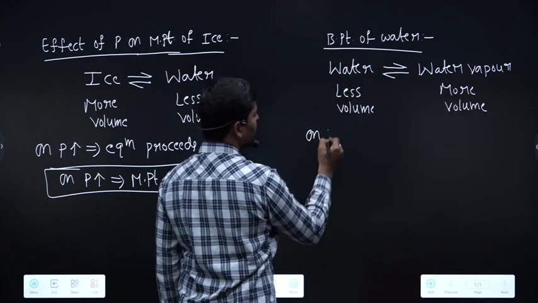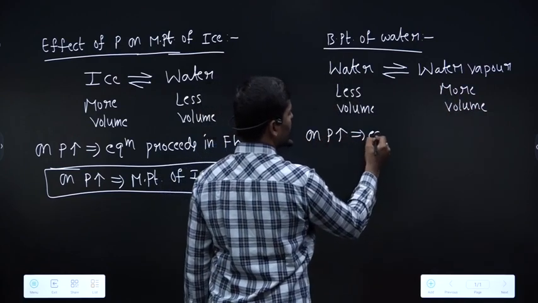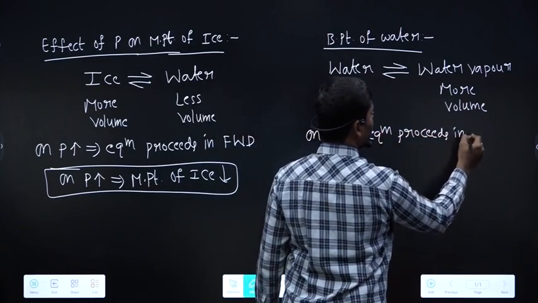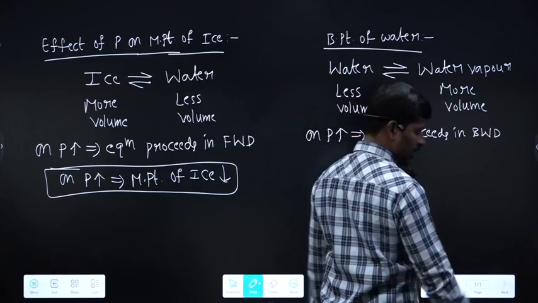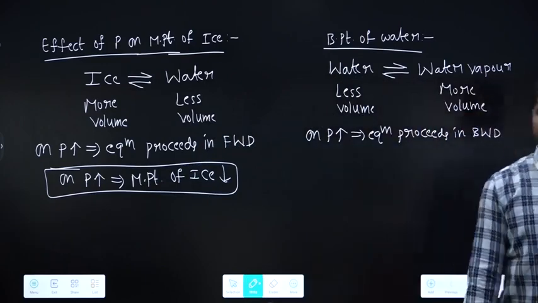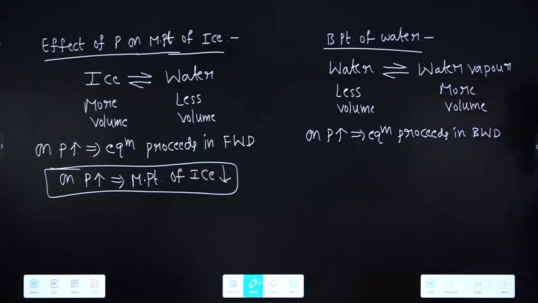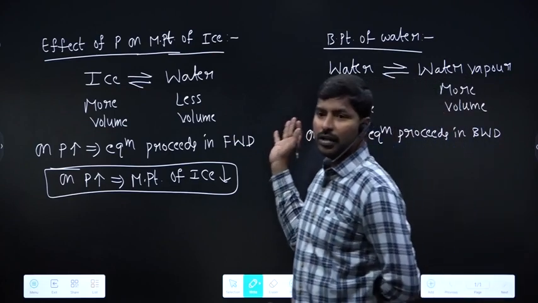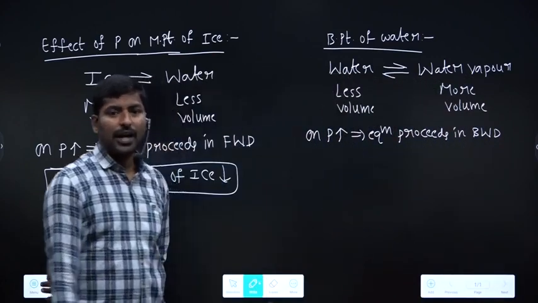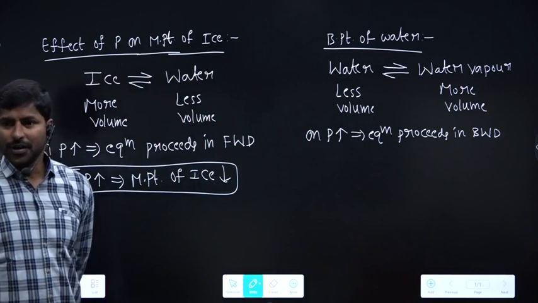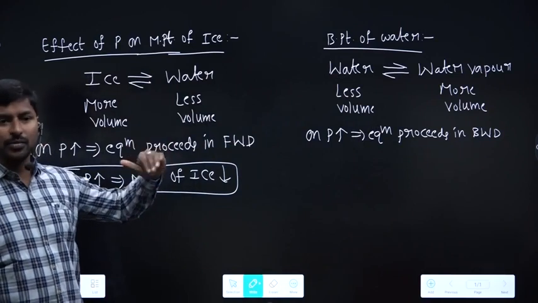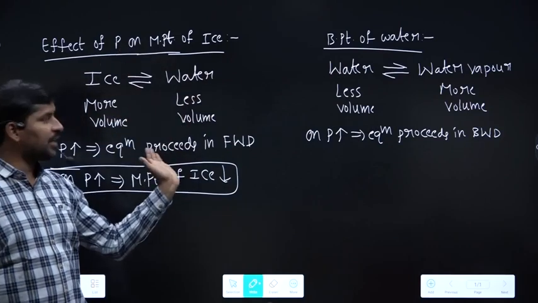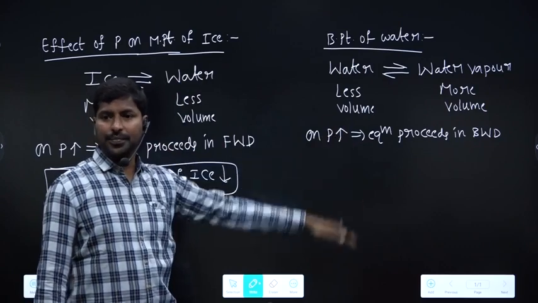Now if you increase pressure, equilibrium proceeds in which direction? Backward direction. On increasing pressure volume decreases, so it proceeds in backward direction. Backward direction means it opposes boiling of water. So still we have to supply more heat energy to overcome this factor.